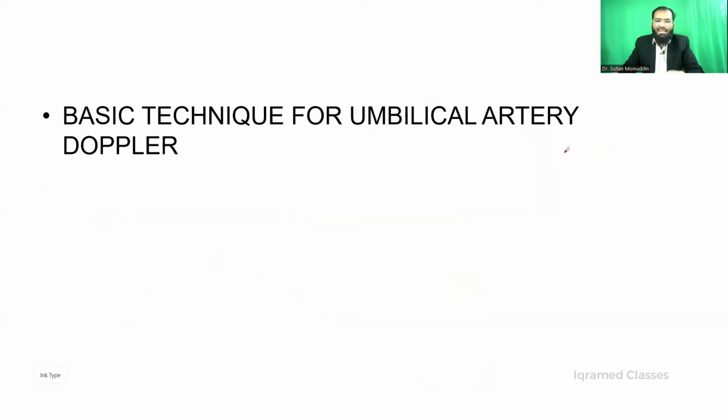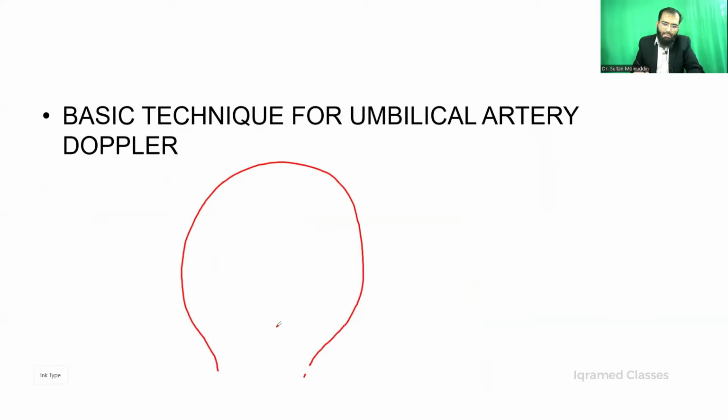Now, some of the basic techniques you must remember when doing an umbilical artery Doppler, and then we'll show the videos so that it becomes clear. Number one is you have to locate the umbilical artery. To locate it, imagine that this is the uterus. There would be a placenta inside. This would be the myometrium, and then there will be the placento-myometrial junction. This is the placento-myometrial junction. This is the placenta. Now, this placenta would be attached to the fetus via the umbilical cord.